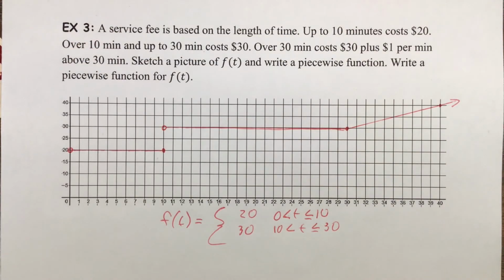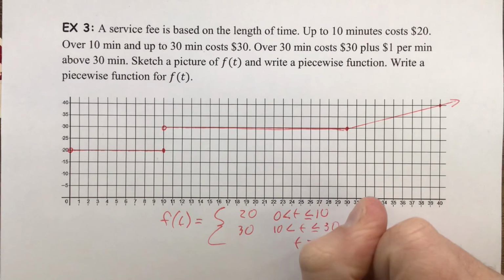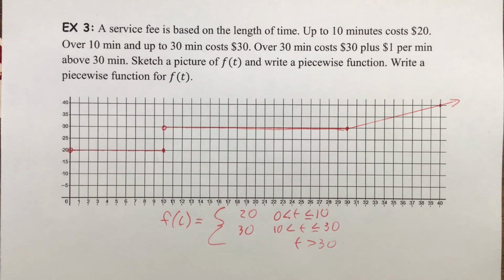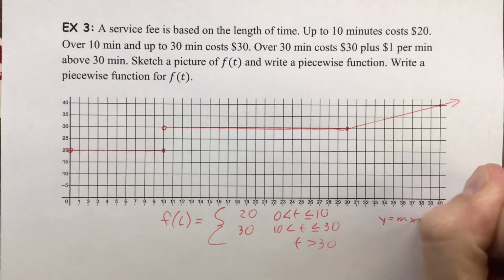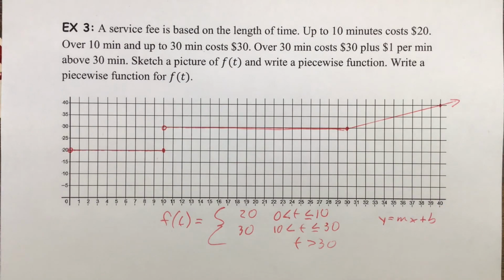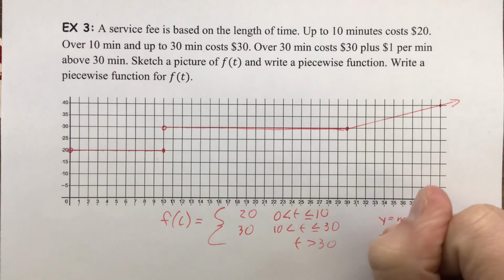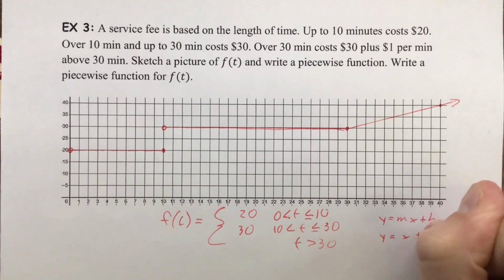Okay, so the graph looks like that. All right, now, the intervals, that should be easy. That's going to be any t value that would be greater than 30. The equation that we would be using needs to be a line. So let's start with this idea, slope-intercept form. We'll start with the fact that we know the slope. The slope, m, is going to be 1. It's that $1 per minute. So we can change this to just x plus b. The slope would be 1.